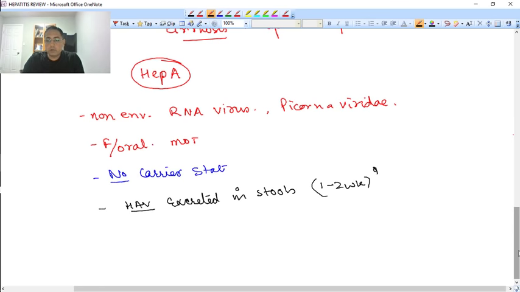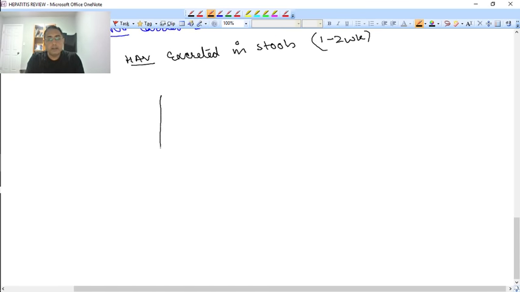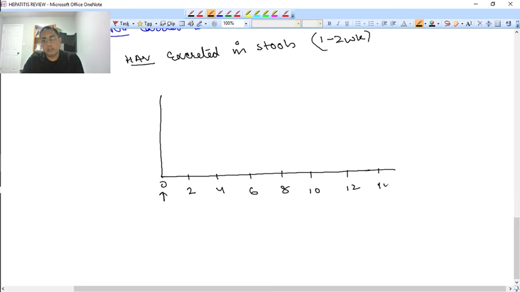So if I draw on a scale how the serology would look like: this is the zero time where the infection actually happened, and I'll keep it in multiples of 2, that is 2, 4, 6, 8, 10, 12, 14, 16 and so on. Usually around 1 to 2 weeks, the hepatitis A virus would be seen in the fecal matter, and it comes down by 6.5 weeks. So this is the range for the fecal hepatitis A virus detection.